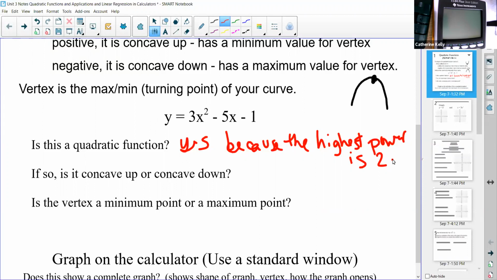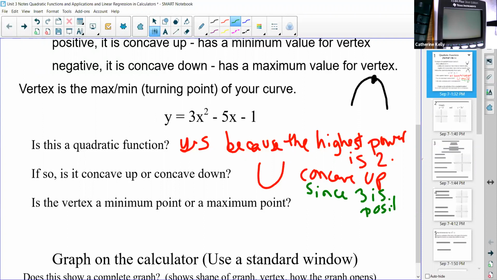So is it concave up or concave down? Since the 3 is positive, it's going to be concave up. Is the vertex a minimum or a maximum? If we look at our graph there, it will have a minimum point because it was concave up. So those are questions you can answer without even graphing it.